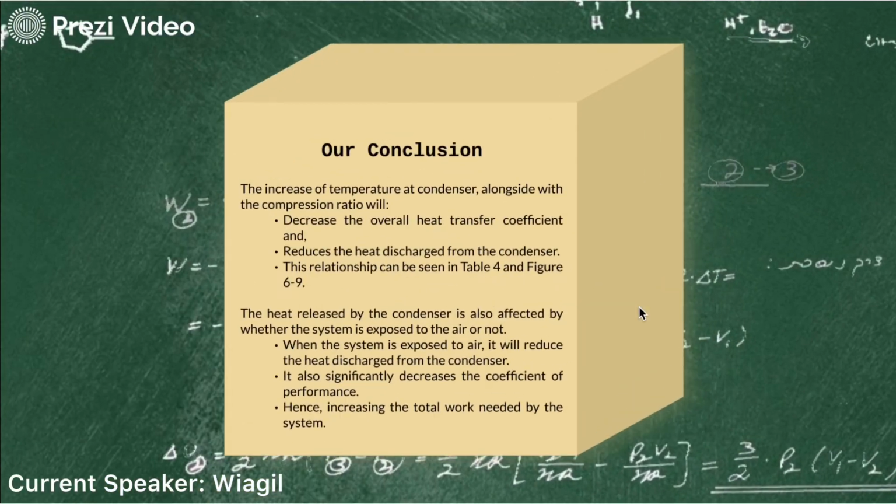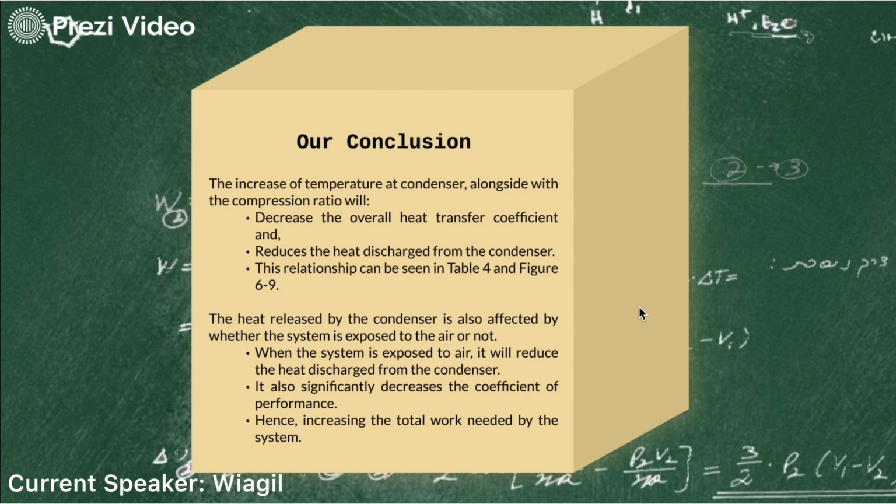So, according to our analysis, we've come to the conclusion that with increasing condenser temperature, alongside its compression ratio, the overall heat transfer coefficient decreases. This consequently reduces the heat discharged from the condenser. We also concluded that the heat released by the condenser is dependent on whether the system is or isn't exposed to air. We found that the heat released from the condenser decreases with exposure to air and lowers the coefficient of performance. This indicates that there needs to be an increase in the total work done by the system.